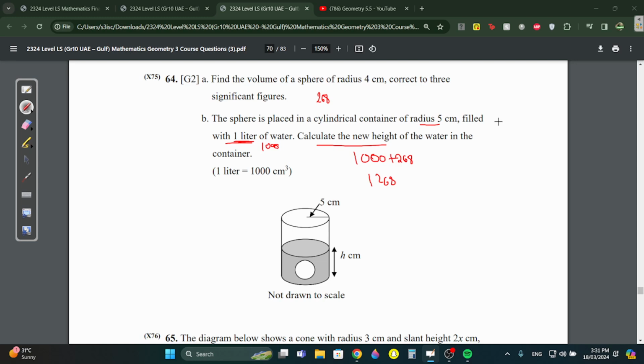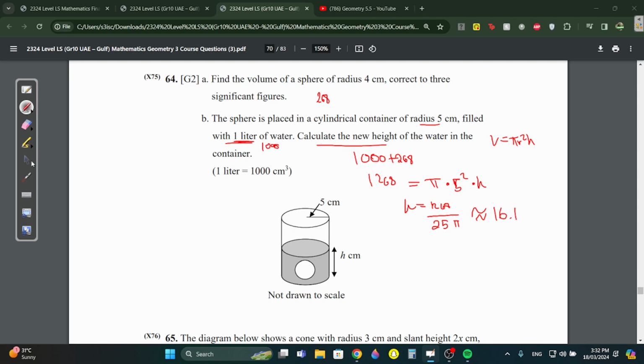What is the volume of a cylinder? The volume of a cylinder is pi r squared h. So 1268 equals pi times 5 squared times the height. Can we find the height? It's going to be equal to 1268 divided by 25 pi, because 5 squared is 25. So you just take it to the other side. You should get 1268 divided by 25 pi, 16.1. Yeah, 16.1.